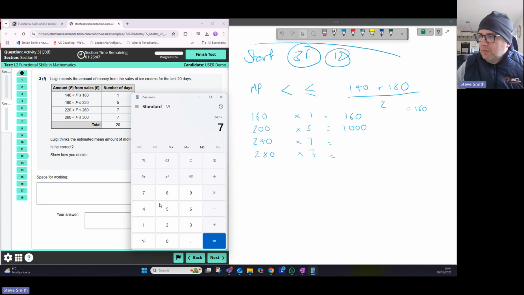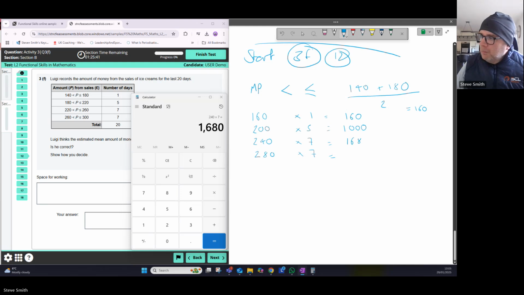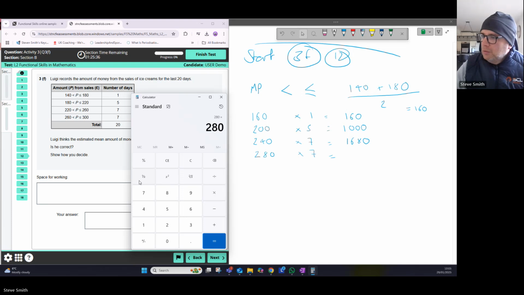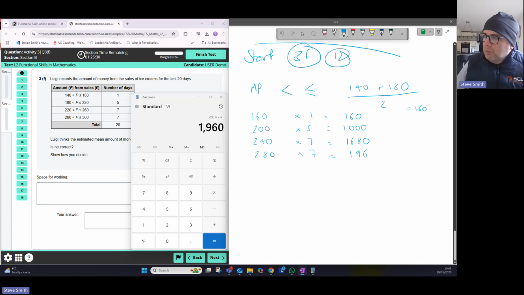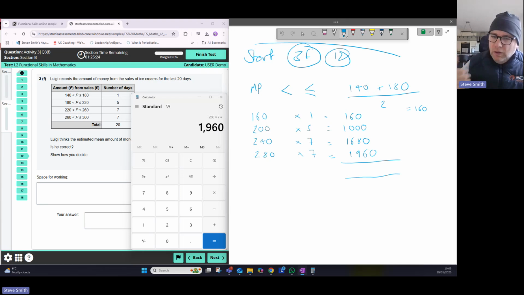So 240 times by 7, 1680. And then the last one, 280 times 7. Once we've got all those figures down, we now find a total. So we're going to add all those up. This is where it becomes like a mean average, where you're now adding up all your numbers. So 1,960 add 1,680 add 1,000 add 160. Okay, so we've got 4,800.